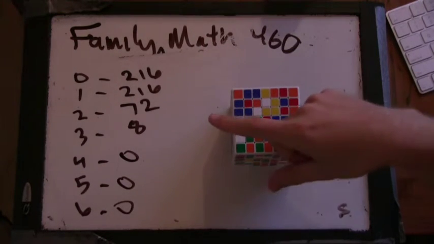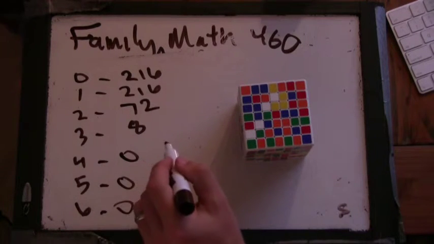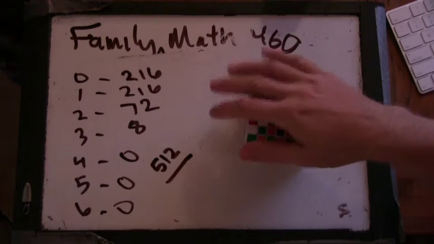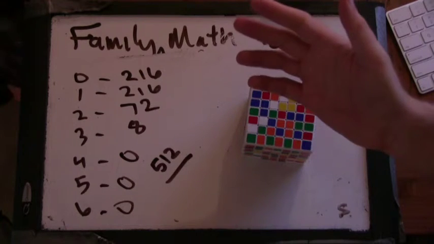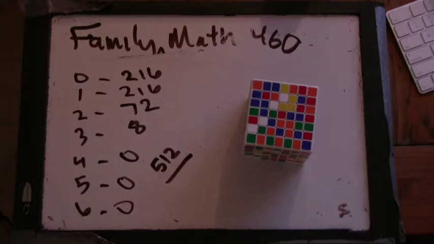And we can check really quickly, what does this add up to? 512, which is the total number of cubes we have, because all of the cubes have to have either 0, 1, 2, or 3 faces painted. So that's a really good job working through that problem.